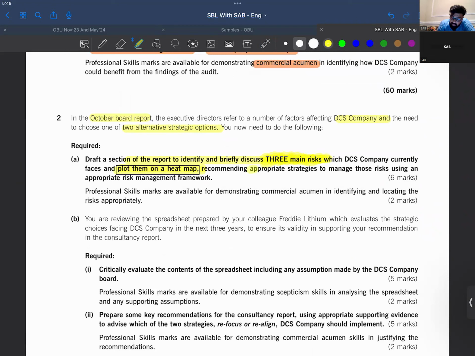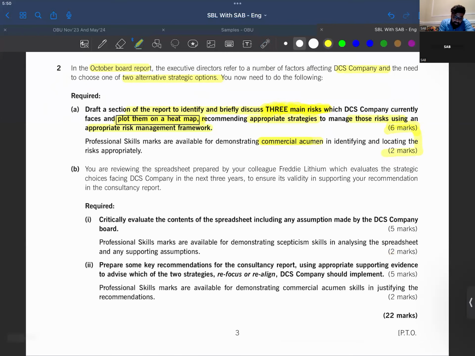Recommending appropriate strategies to manage those risks using an appropriate risk management framework. And the marks are this, right? So commercial acumen again. Now here, the risk, plotting them on a heat map, and the strategies to mitigate those risks, right?